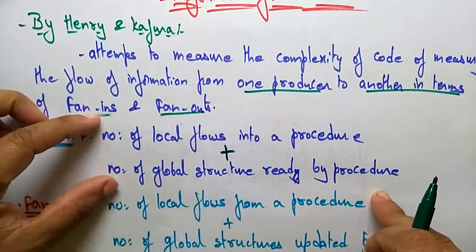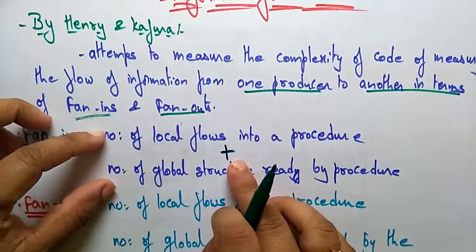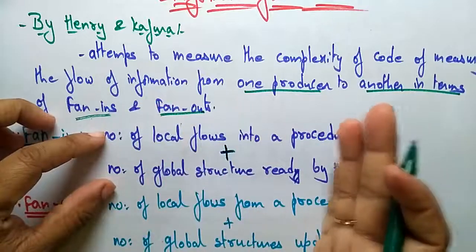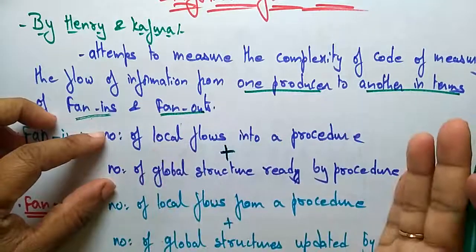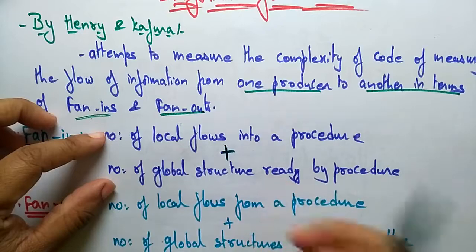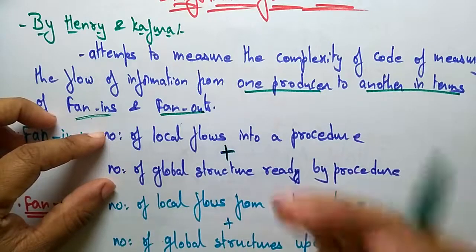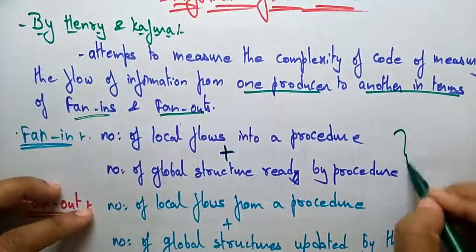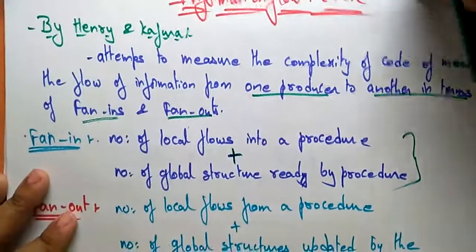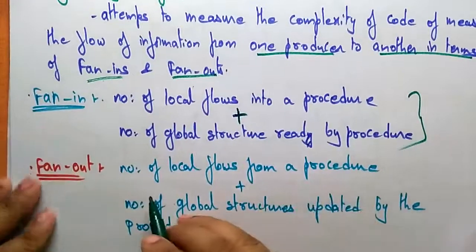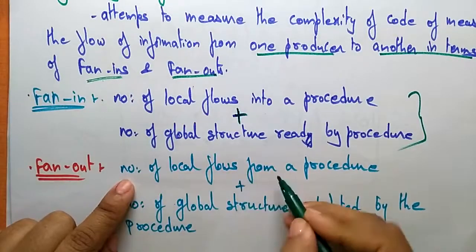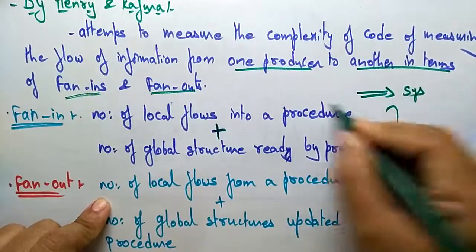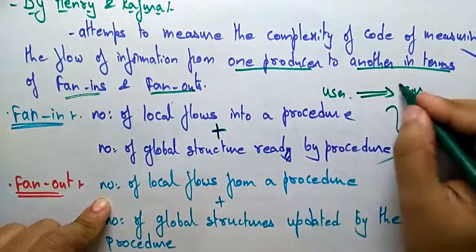So the fan-in is calculated as the number of local flows into the procedure, that is, how many inputs are entering, plus the global structures read by the procedure, meaning the global structures we are reading from outside, from the user. That calculates the fan-in.